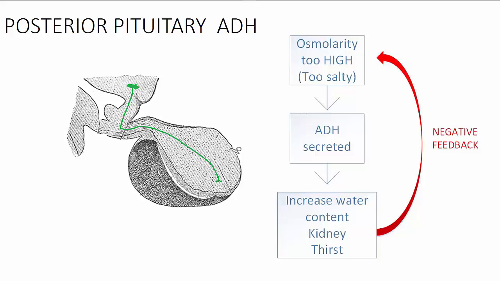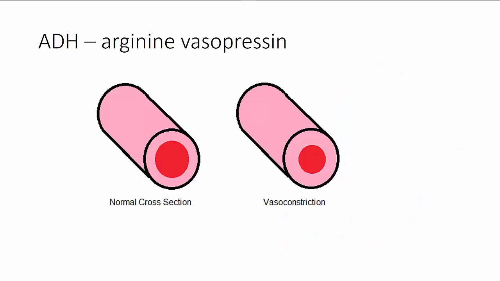Now, antidiuretic hormone has another effect. It causes vasoconstriction. Remember that other name, arginine vasopressin? Does that word vasopressin help you to figure out what's going on? Vaso for blood vessel, and pressin is something that increases blood pressure. Now, when vasoconstriction occurs, arginine vasopressin, antidiuretic hormone, causes the smooth muscles in blood vessels to constrict. When that occurs, the blood pressure goes up.